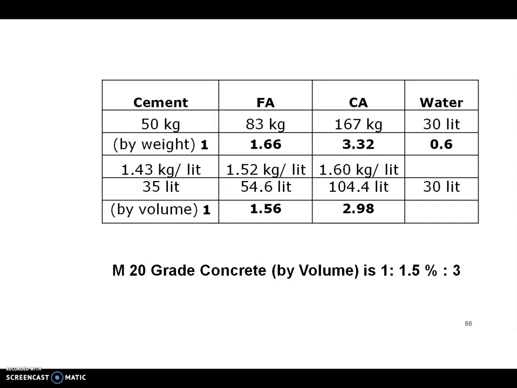And finally, from the mix design, we can calculate these different ratios of the cement, fine aggregate, coarse aggregate, and water. We can calculate 1 is to 1.56 is to 2.98. This is the value of M20 grade of concrete. And as we know, from the IS code, M20 grade of concrete has the ratio 1 is to 1.5 is to 3, and we can calculate the same type, that is 1 is to 1.56 is to 2.98.